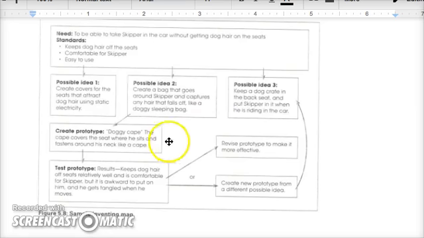So in the prototype that they did, a doggy cape that covers the seat, and so that's their prototype. And then they tested it, and then they decided what the results were and how to make it better. And so this is what happened: they created a new prototype from an idea because that one didn't work so well. So then they went over to the possible idea number 3.